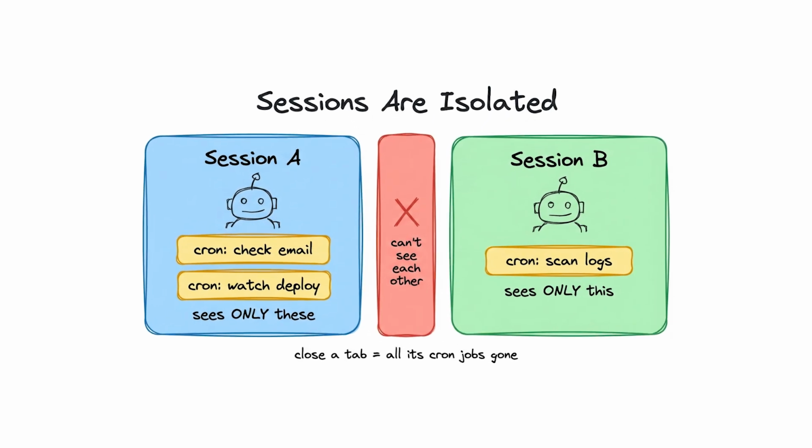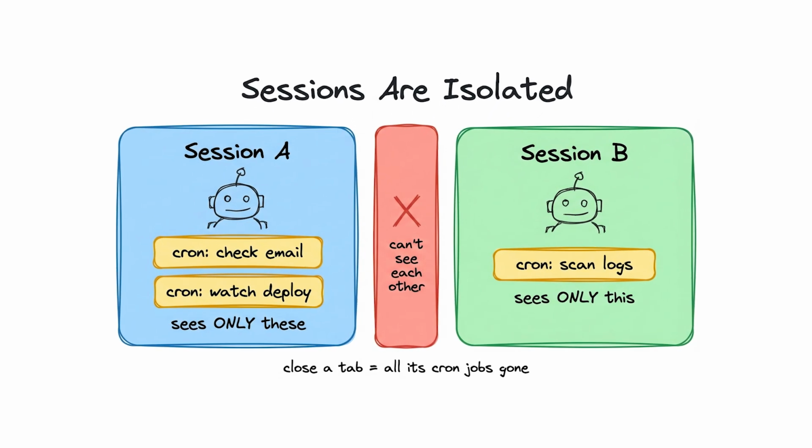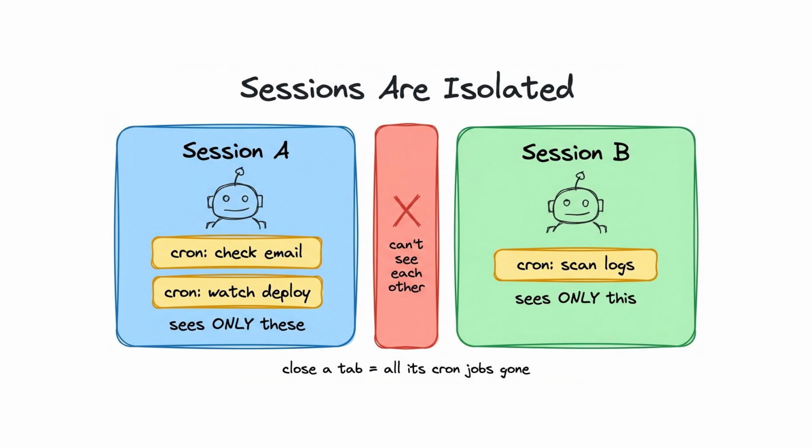The important thing to understand is these are all per session. So if I have 2 tabs open, 2 separate Claude Code sessions, they cannot see each other's cron jobs. Each session has its own loops and they're completely isolated. So if I ask in session A what loops are running, it will only show the jobs created in session A.